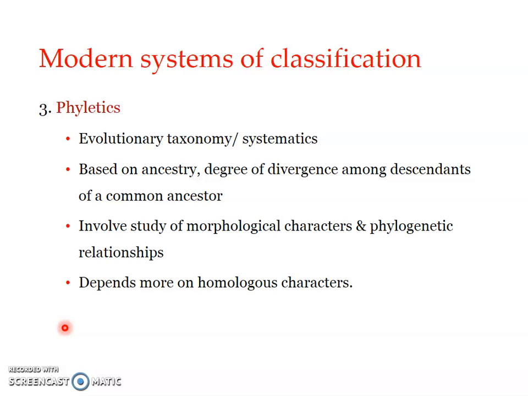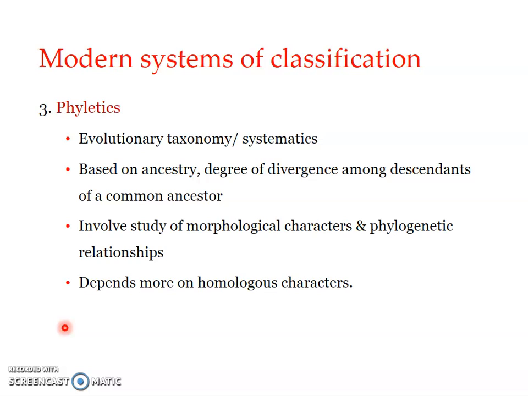So in all these cases, the structure is internally the same. It shows that all these organisms have taken their origin from a common ancestor, and that ancestor had this particular structural pattern of forelimbs. These structures are known as homologous structures, or homologous characters, and these homologous characters show the phylogenetic relationship, that is, descendants from a common ancestor.